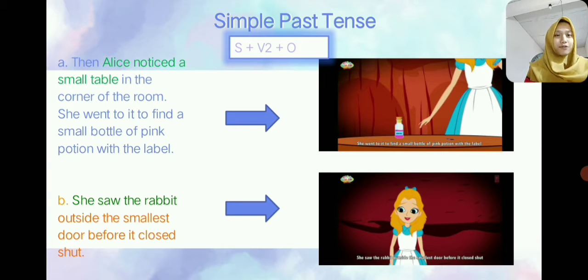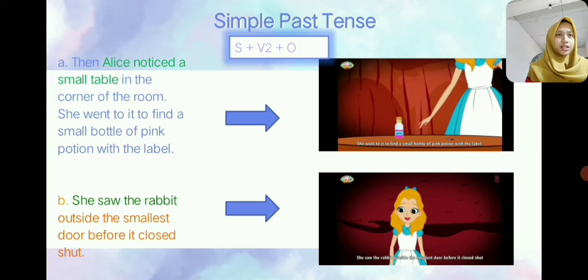Simple past tense has the formula subject plus verb 2 plus object. The example sentence 1: Then Alice noticed a small table in the corner of the room. She went to it to find a small bottle of pink potion with the label. Alice is subject, noticed is verb 2, a small table is object. She refers to Alice, subject, went is verb 2 from go, and then to it to find a small bottle of pink potion is object.